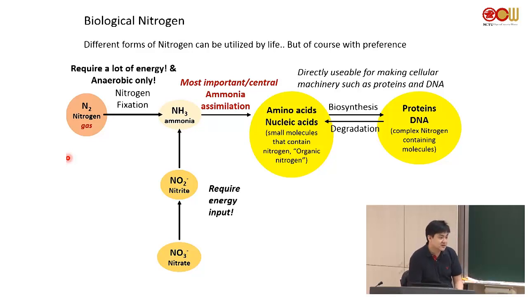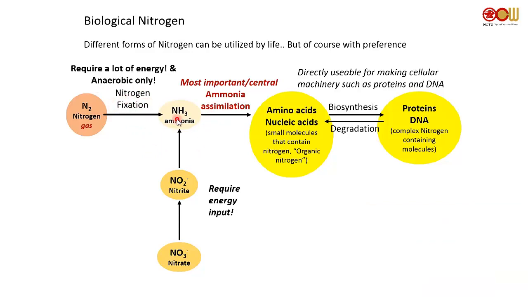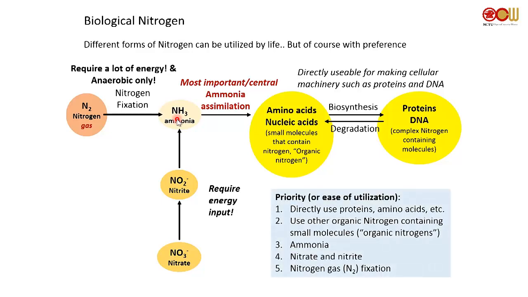So if you want to turn N2 into something like ammonia, you're going to use a lot of energy. It's going to require lots of energy. But biology can do it. We can turn nitrogen gas into ammonia. This is called nitrogen fixation. When we talked about photosynthesis, Rubisco does CO2 fixation. This is N2 fixation. So fixation means grabbing it from the gas and fixing it into organic matter.